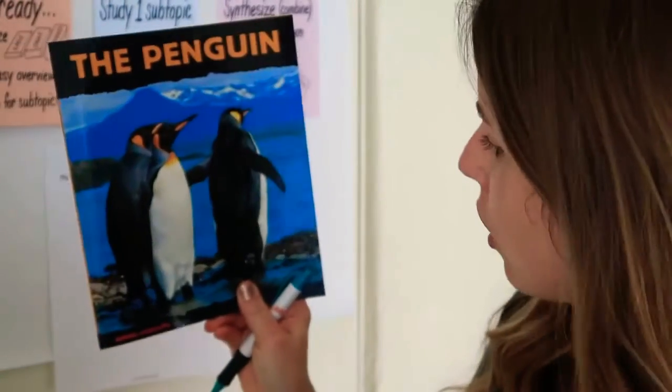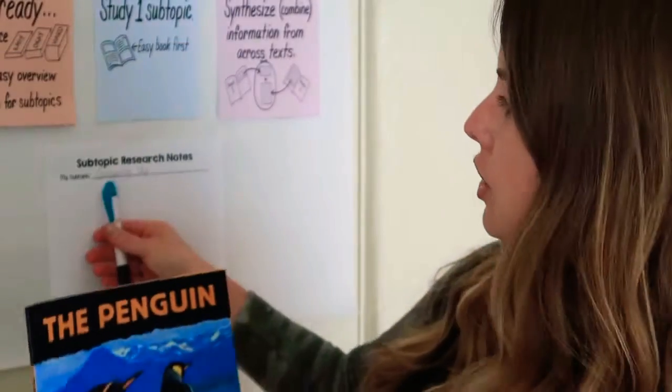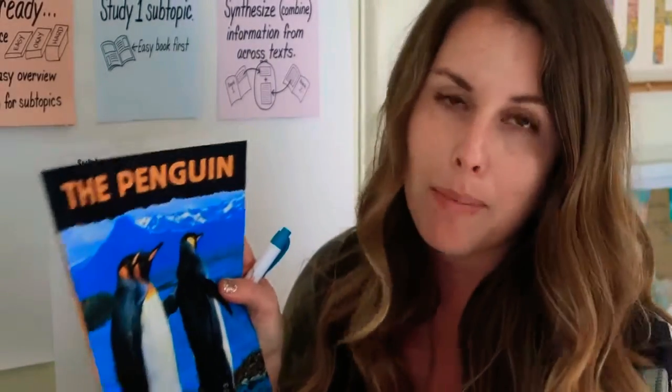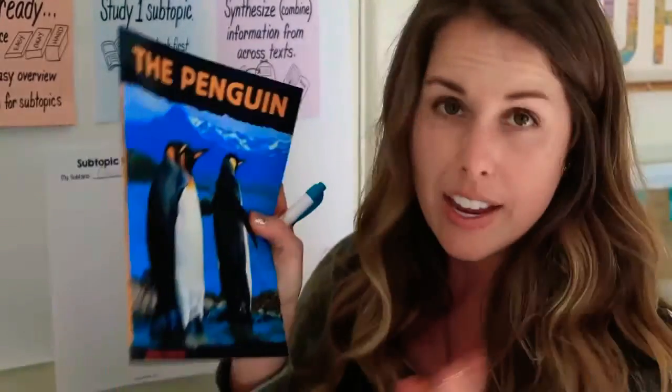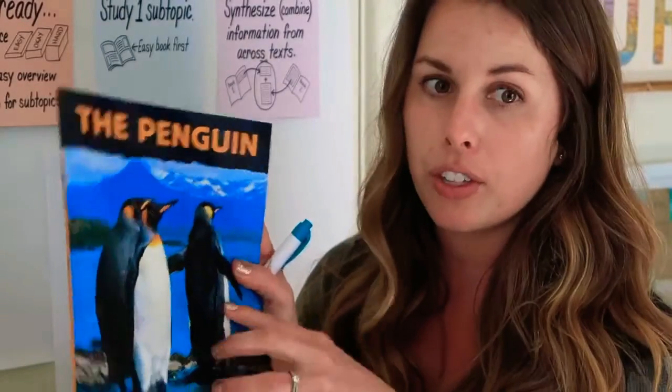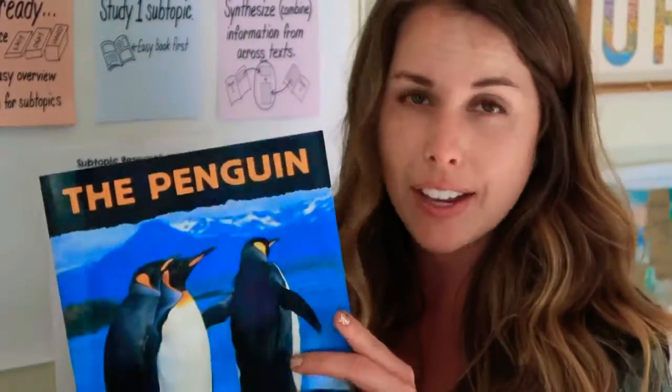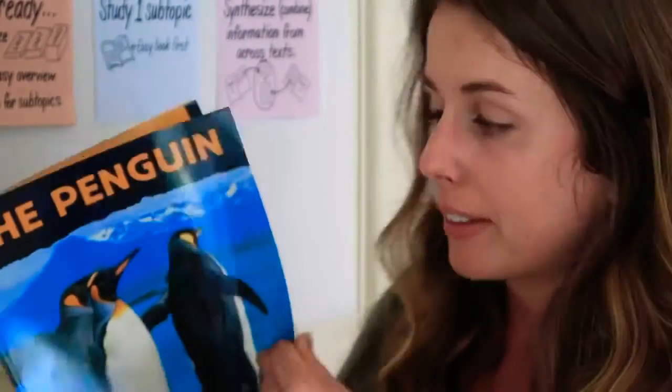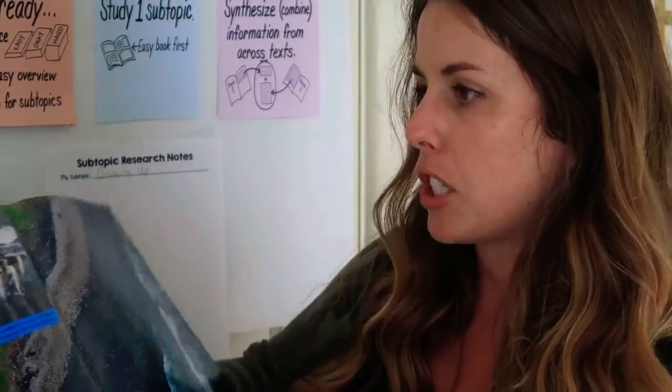So now I'm going to look through another book called The Penguin, and I'm still going to be focusing on my subtopic, growing up, but I'm going to check to see what this book has to say about how baby penguins grow up, okay? Now remember, yesterday when we previewed this, we learned it does not have a table of contents. So I'm going to need to look at the subheadings. You help me. Let's figure out if it has a spot.